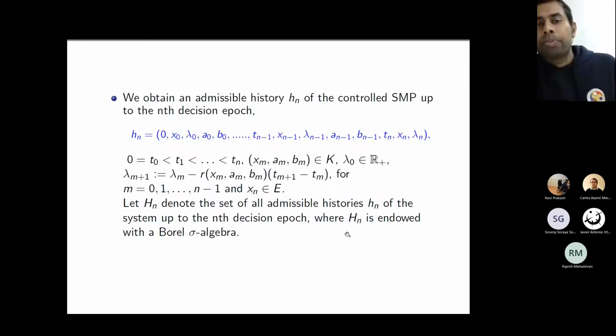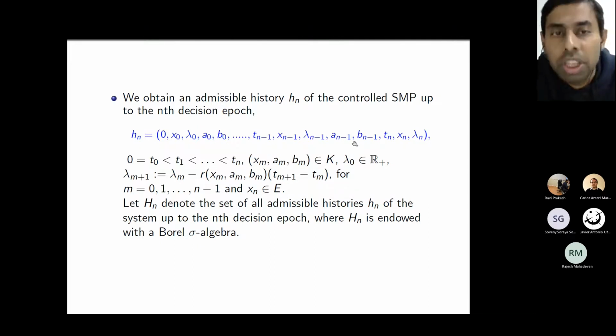Fine. Since the process keeps evolving like this, we obtain an admissible history Hn of this controlled semi-Markov process up to the nth decision epoch. How will the history look? You start from 0: the initial state was x naught, the initial reward level was lambda naught, the initial actions chosen were a naught, b naught, then it jumps to x1, the jump time is t1, and so on, up to the nth jump time. This is the entire history.